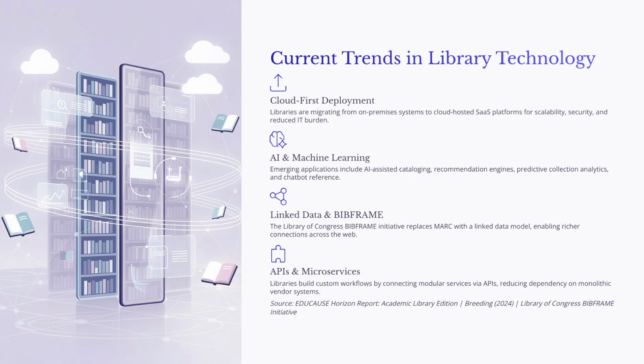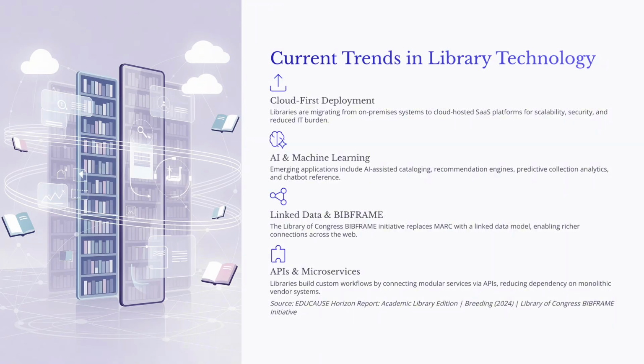AI is moving fast. We are already seeing AI-assisted metadata generation, where a system can suggest subject headings or classification numbers based on full text analysis. Recommendation engines, predictive analytics for collection decisions, chatbot reference, these are either here or very close. The question for librarians is not whether to engage with AI, but how to evaluate it critically and use it ethically.